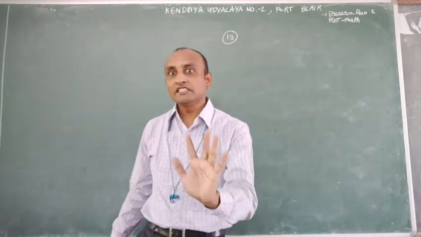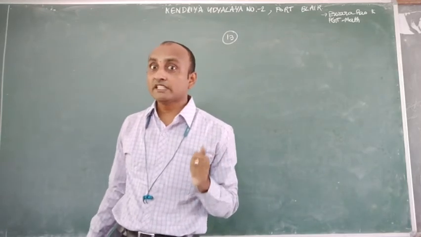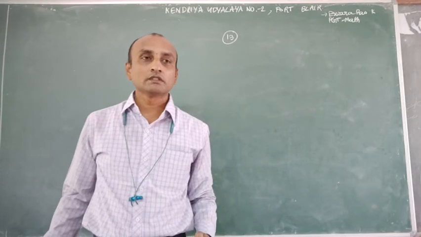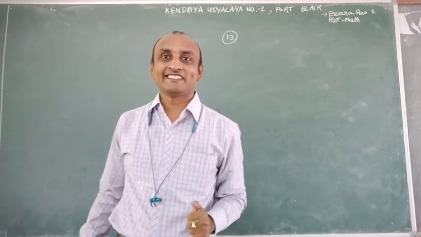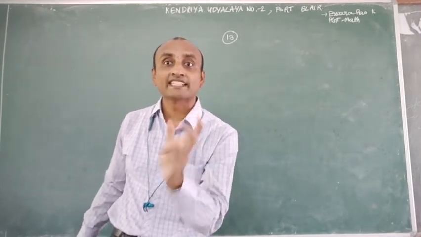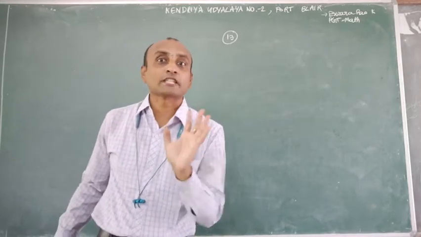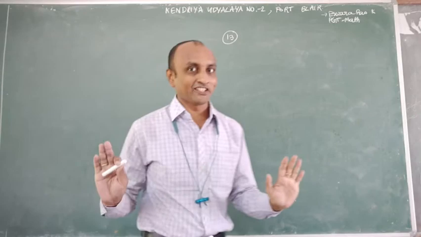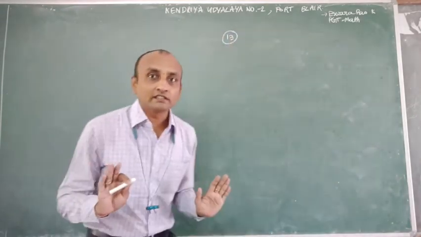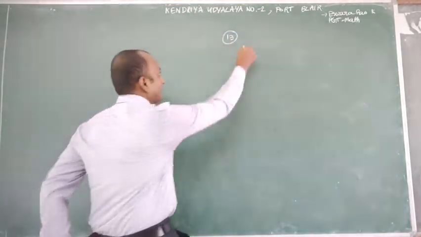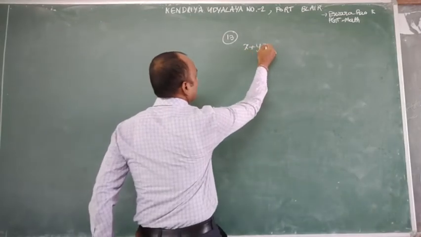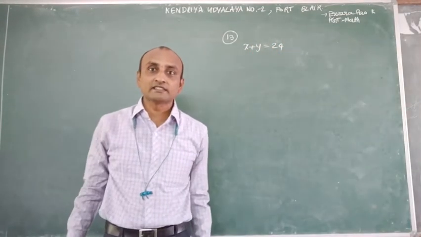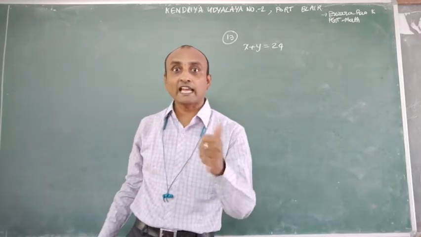Meaning what? The sum is given, 24. But the product is as large as possible. Product is as large as possible means what? The product is to be maximized. That means the product is the quantity to be maximized, so you should express the product in one variable. That is the thing you should remember. Okay. Now, what is given? X plus y is constant. So what is x plus y? It is given as 24. So they are telling us to find the two numbers whose sum is 24 and the product is as large as possible.